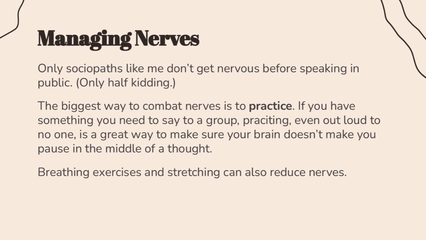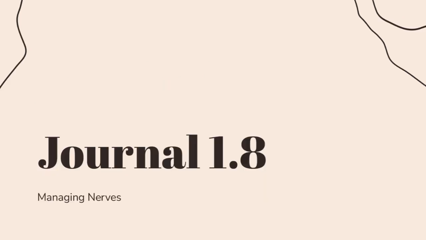If you have something you need to say to a group, practicing, even out loud to nobody else, is a great way to make sure your brain doesn't make you pause in the middle of a thought or lose track. Breathing, stretching, those can also reduce nerves as well. You've got a journal entry 1.8 about nerves and how you'll manage them.